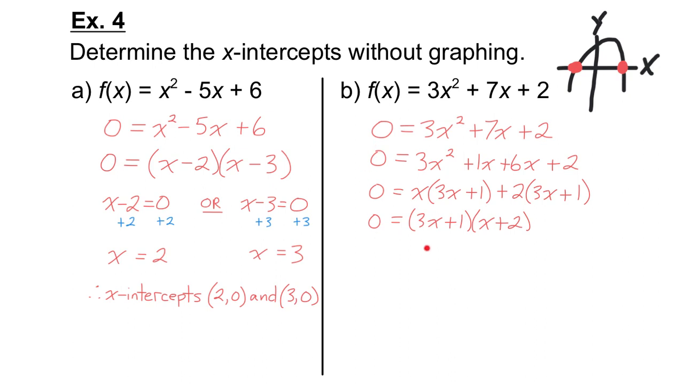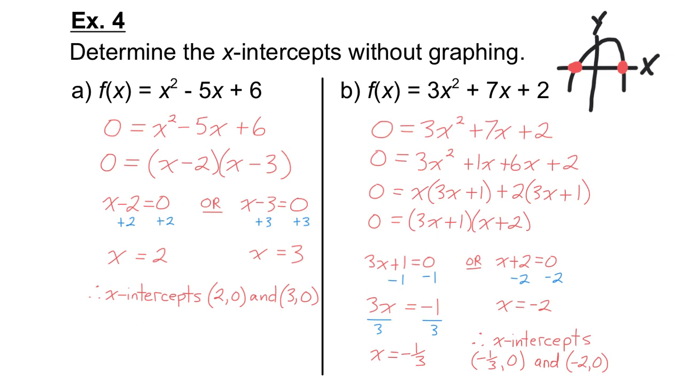Now you've already factored the second example. Why don't you pause the video and see if you can figure out what the x-intercepts would be for this one. Well, here it is. The x-intercepts are (-1/3, 0) and (-2, 0). If you had any trouble with this, pause the video, ask for help before you move on.